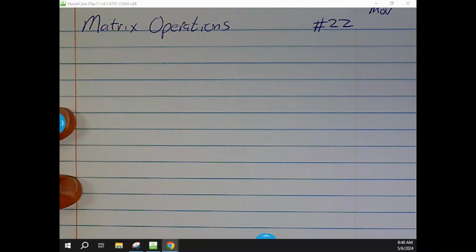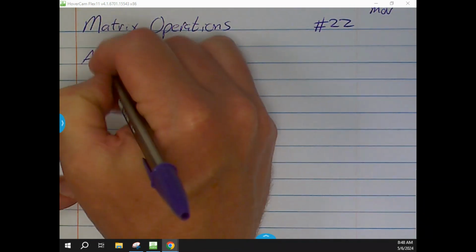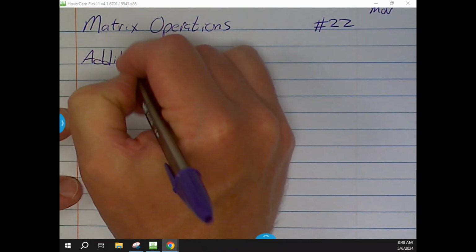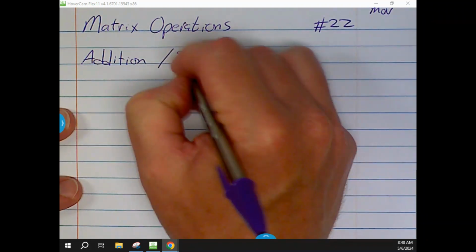So everybody's kind of curious about matrix operations. Basically, here's what it is. As we're talking about it, we're going to start off with the basic, easy stuff first. We're going to start off with addition and subtraction.